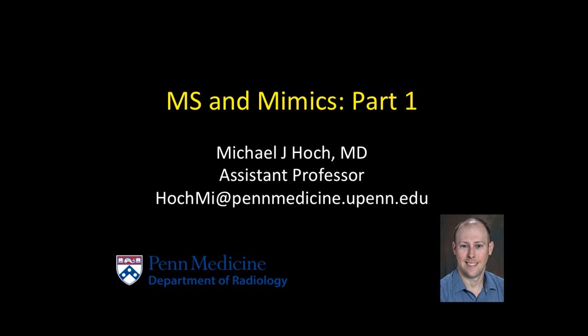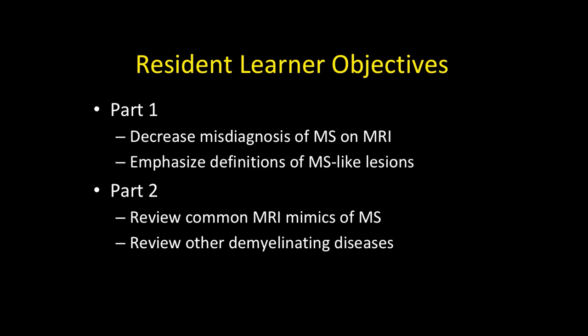Let's get started with part one, no disclosures. So the resident learner objectives for part one: we will try to decrease our misdiagnosis of multiple sclerosis on MRI by emphasizing definitions, predominantly locations of MS-like lesions. And then later in part two, we'll review common MRI mimics and variants of demyelinating disease.